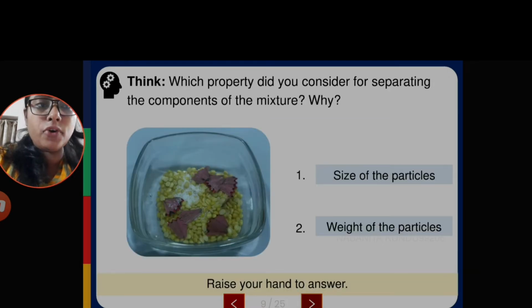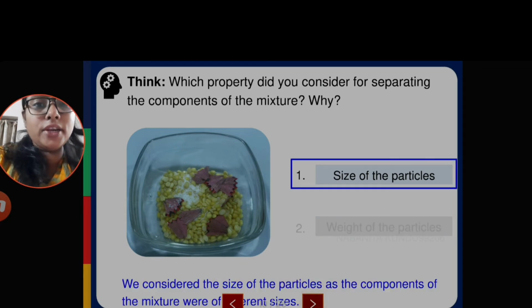Next, which property did you consider for separating the components of the mixture shown here, and you also need to give the reason. Size of the particle or weight of the particle? You think and give the answer. Either it will be size or it will be weight. First, we need to give importance to the size. Why? Because if you consider the size of the particle, the mixture can automatically get separated.